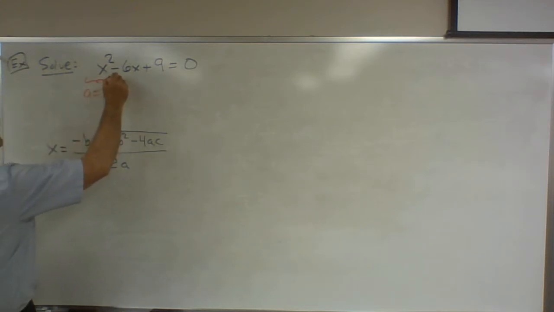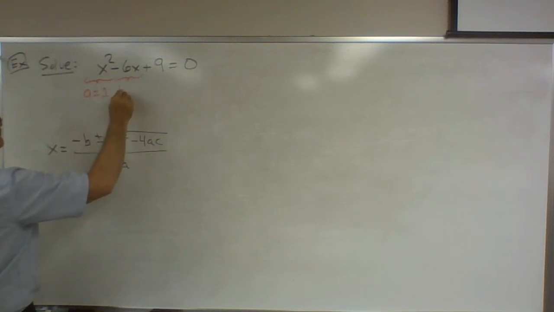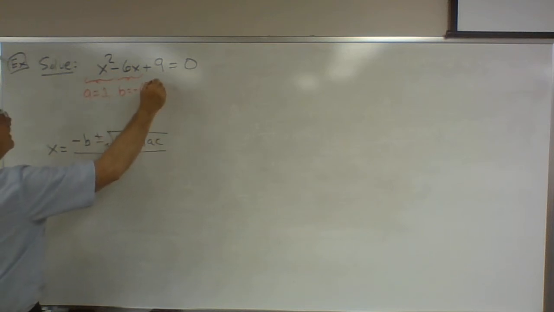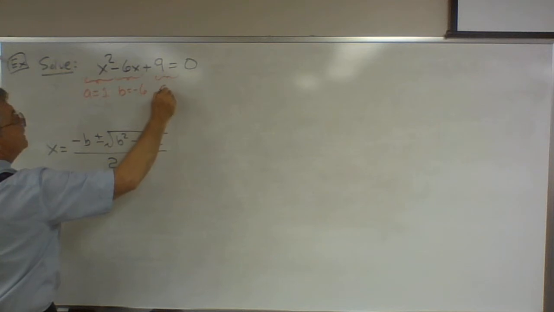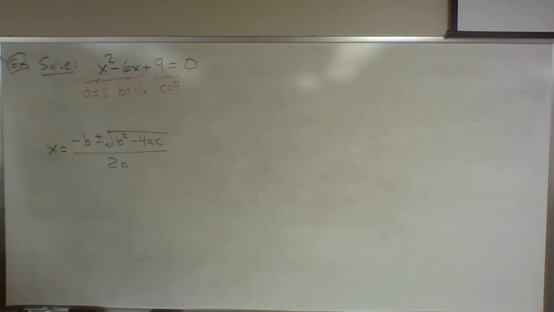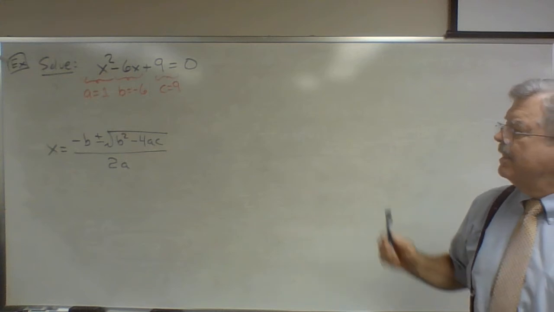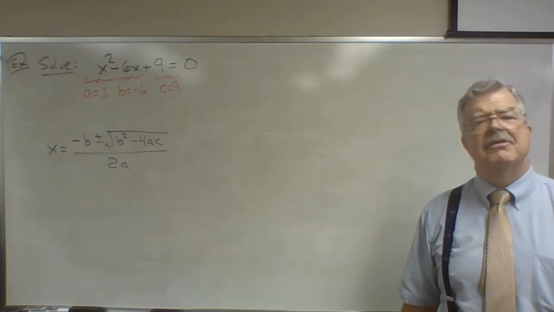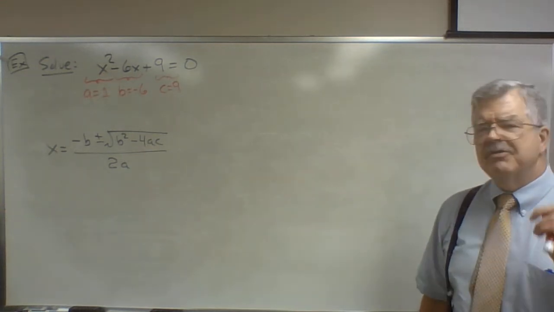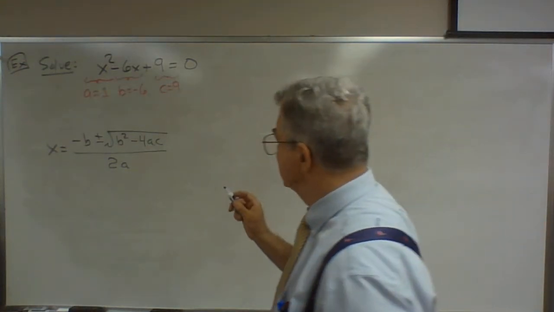So our coefficient A equals 1. B is the coefficient of the x term, -6. And C is the constant term, 9. So we have our A, we have our B, we have our C. Let's plug those into the quadratic formula and let the good times roll.